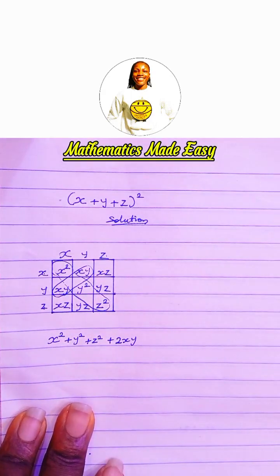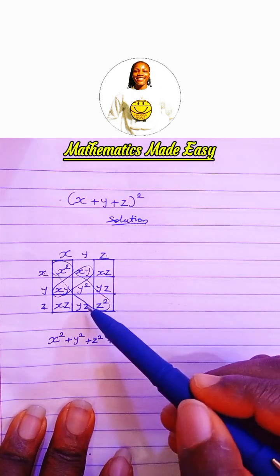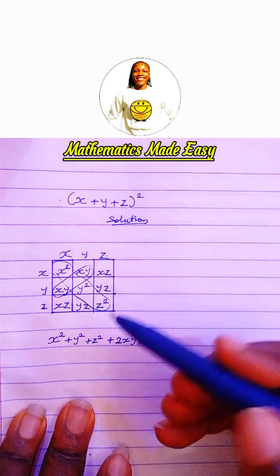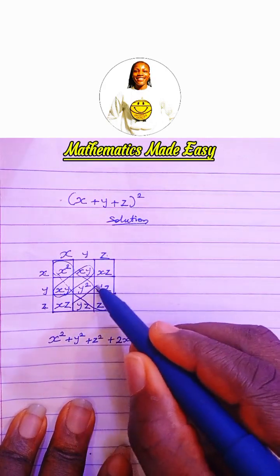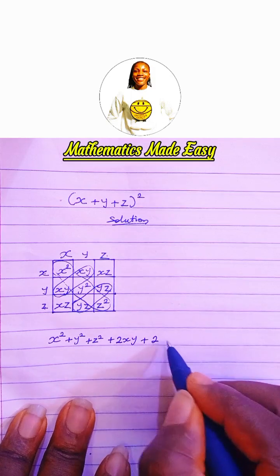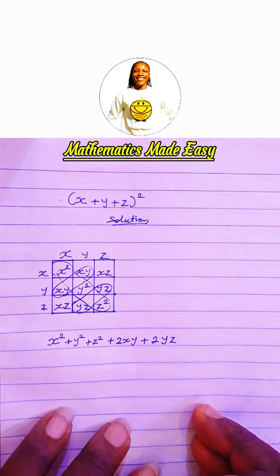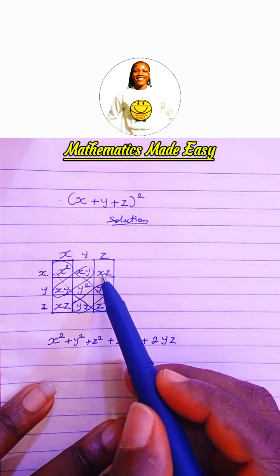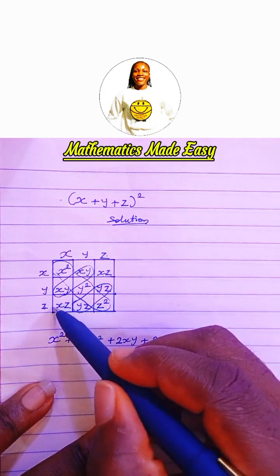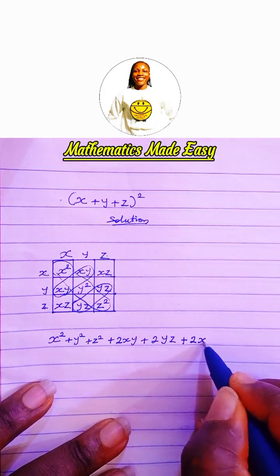Then the next one is the one with yz. We have yz here. We have yz here. It's just 2. So let's add them together. Adding them together, we're going to have 2yz plus 2yz. All right. So the next one is xz. We have xz here. We have xz here. Adding it together, we have 2xz plus 2xz.